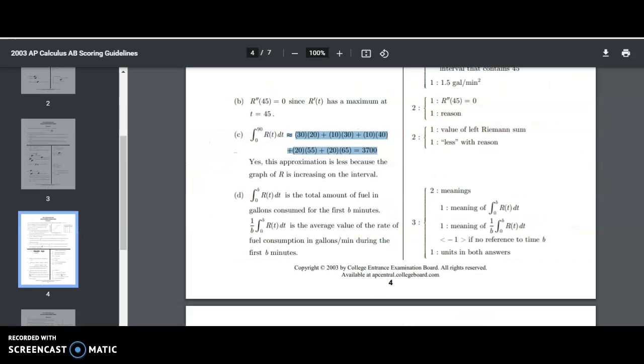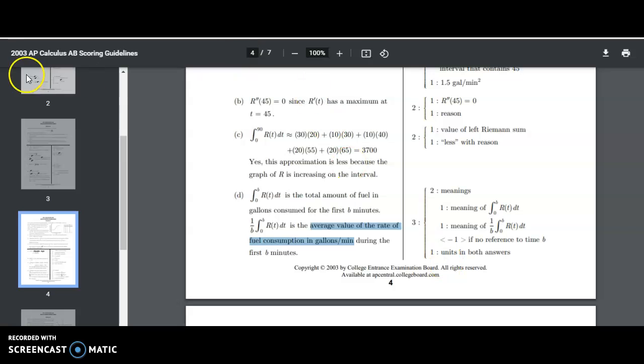I'm just going to, again, go back to the answer key. So total amount of fuel is in gallons. So notice the unit there. Versus the average value of fuel is in gallons per minute, because it's now a rate when we have it written that way.